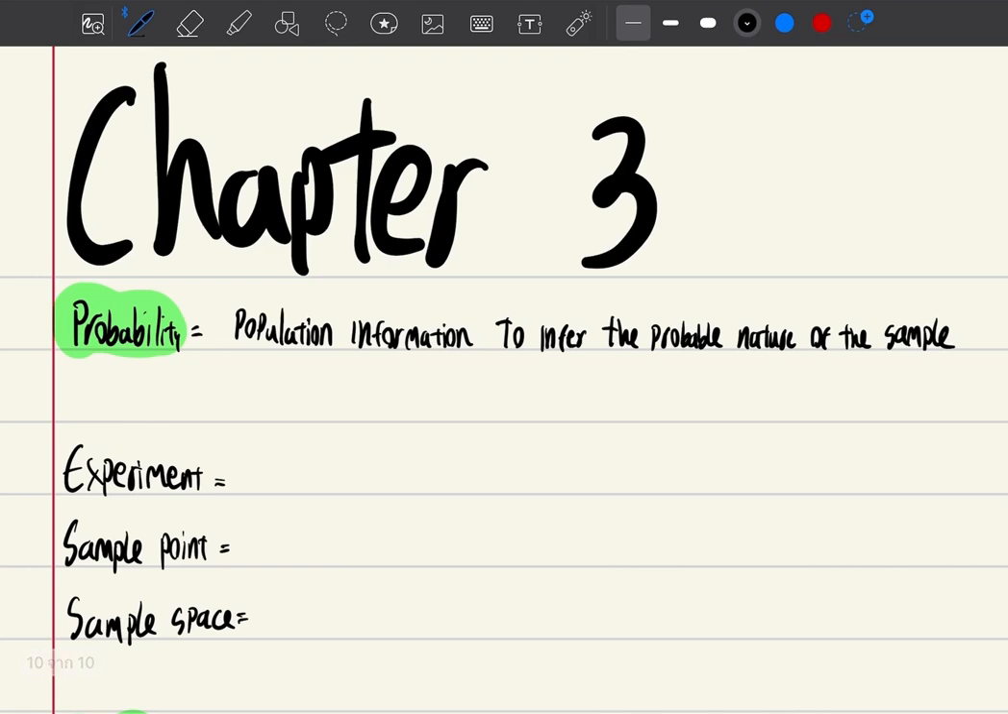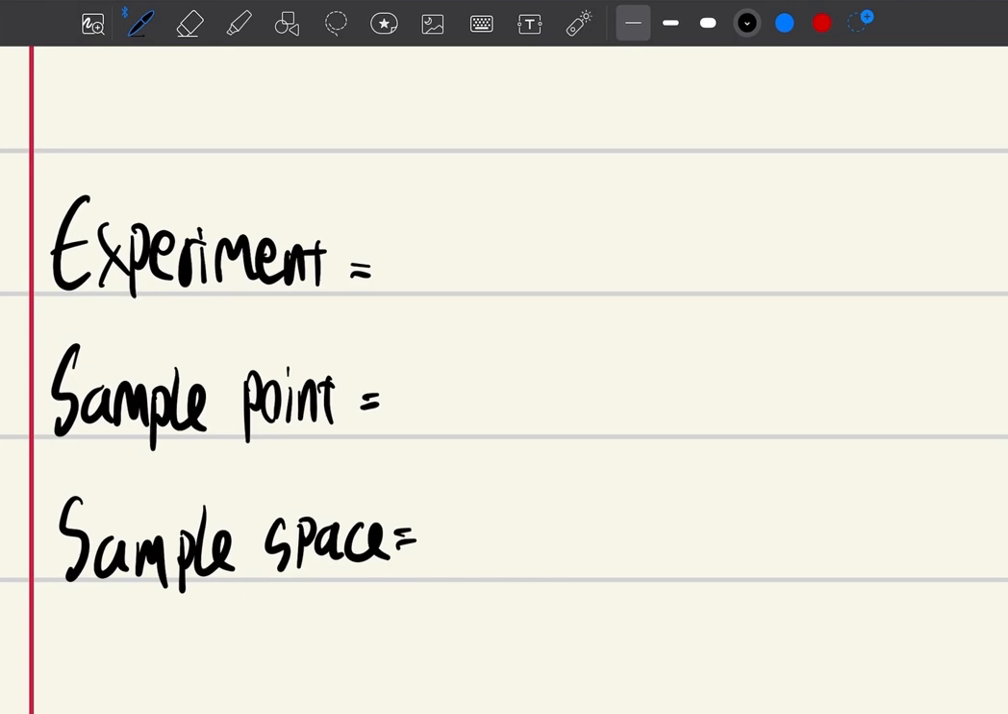In probability, we have three elements. First, experiment. Experiment is a process of observation that leads to a single outcome.